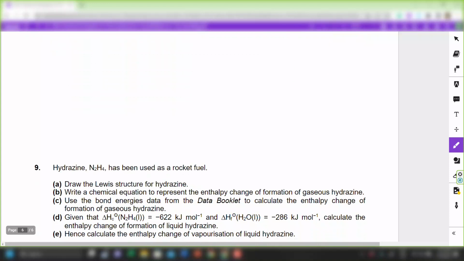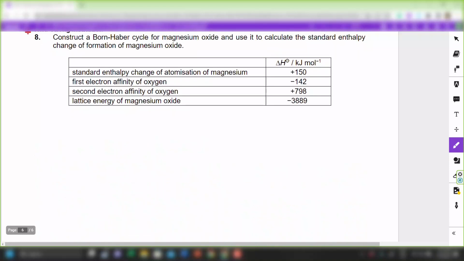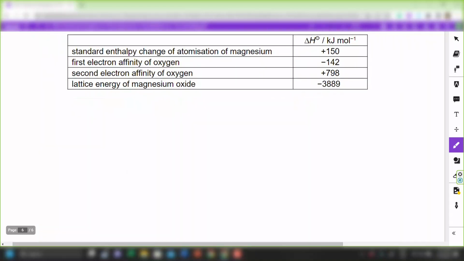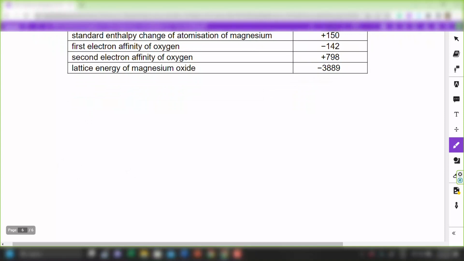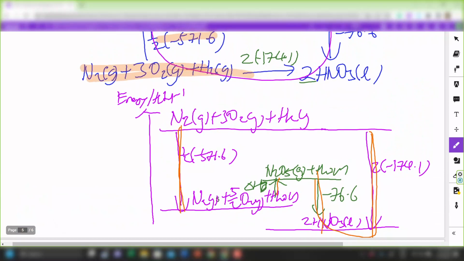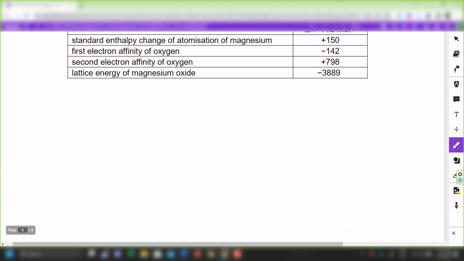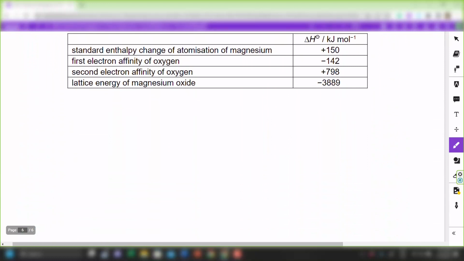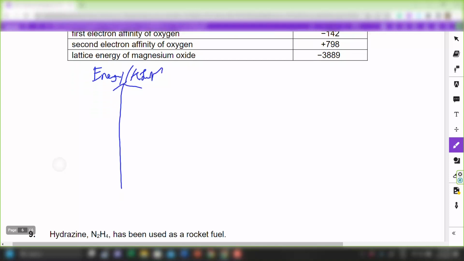Yep. So normally I share with my students that for ionic compounds, it's really very easy. It's much easier than for random compounds, because for ionic compounds the cycle is quite standard. I'm just going to showcase to you why it is very standard. So this is energy, in kilojoules per mole. I'm going to draw a line down.